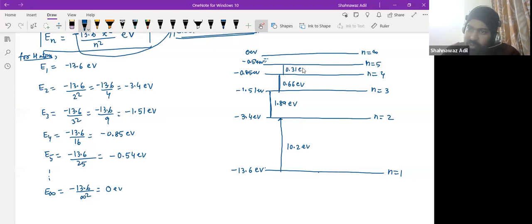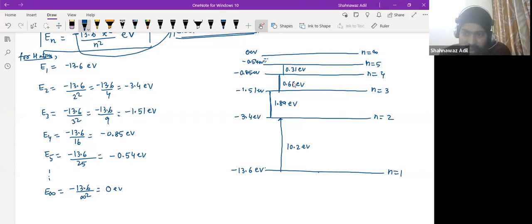Right? And so on. So you can see that what is happening to the difference between the energy levels? What is happening to that? Yes, decreasing. That is decreasing, right? So the difference between the energy levels is decreasing when we go from the lower end to the higher end. So that is one thing.